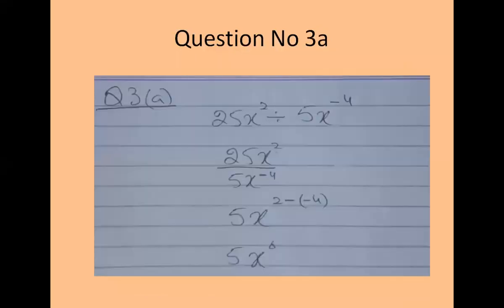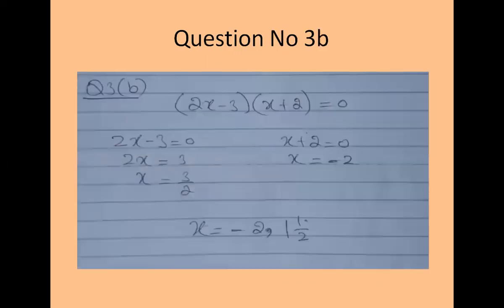Okay, so 25x squared divided by 5x raised to power minus 4. I will write that as a fraction. In the numerator I will have 25x squared, divided by 5x raised to power minus 4. 5 and 25 will cancel, so you will have 5 upstairs. From the x squared, because downstairs you have power minus 4, the powers will be subtracted because they are dividing. So 2 minus minus 4 becomes 2 plus 4, and that will be 6. So 5x raised to power 6. Hopefully you understand.